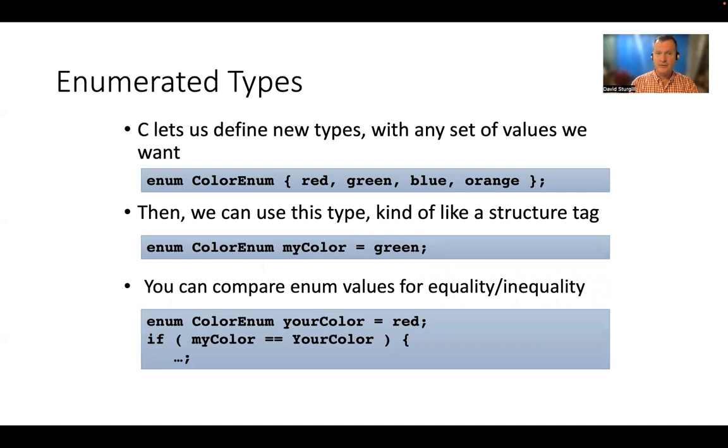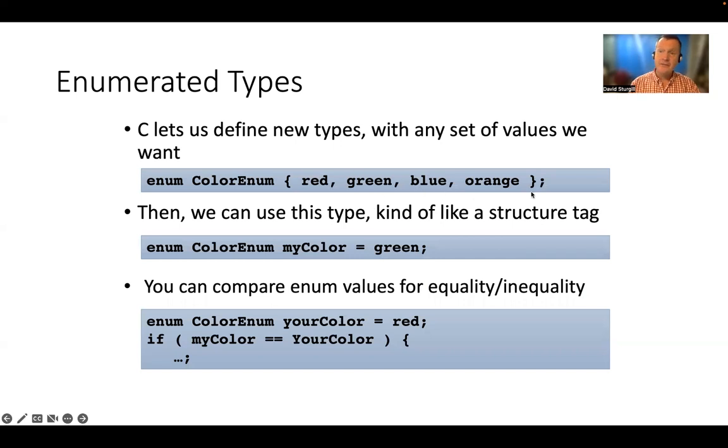The syntax, I think it looks a lot like Java, although it's been a little while since I've done this in Java. It looks a little like the struct syntax in C. You have the keyword enum, and then the name for the enumerated type, and then inside curly brackets, you list as many values as you need. So here I'm defining a new enumerated type that only has 4 values: red, green, blue, and orange.